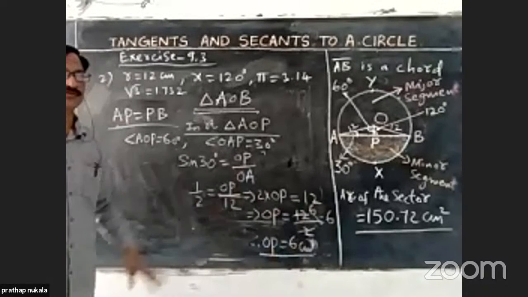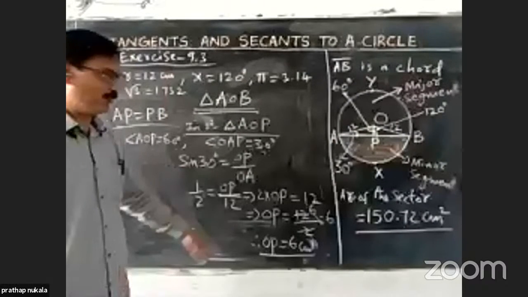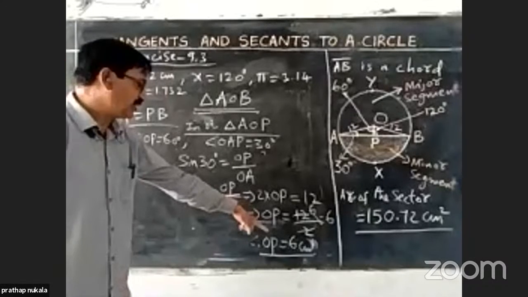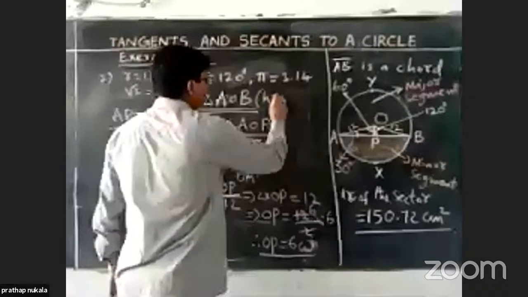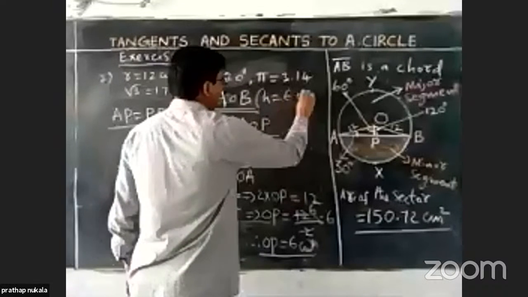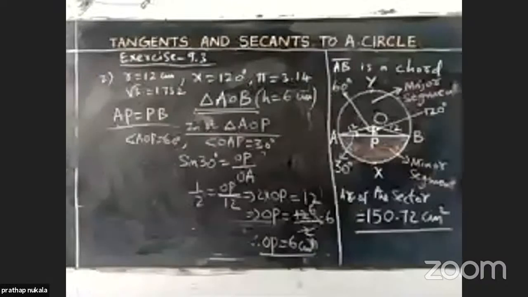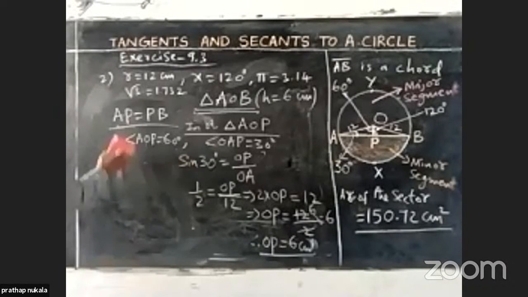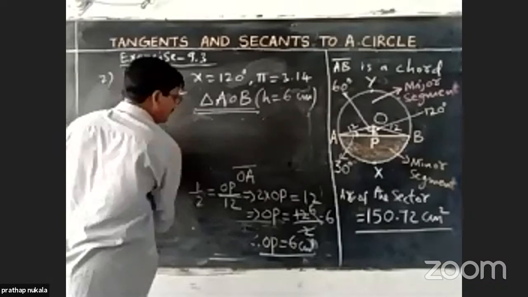Note down, OP means the height of the triangle. That means we got the height of the triangle. Here I am writing height equals 6 centimeters, that is OP. Next. I am erasing this due to space. Next.